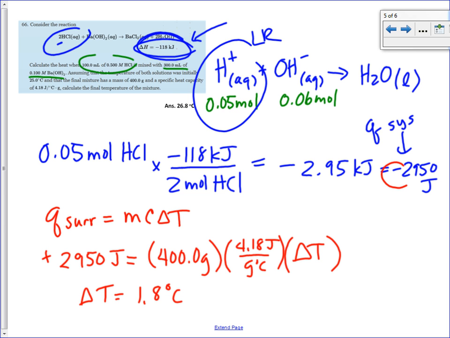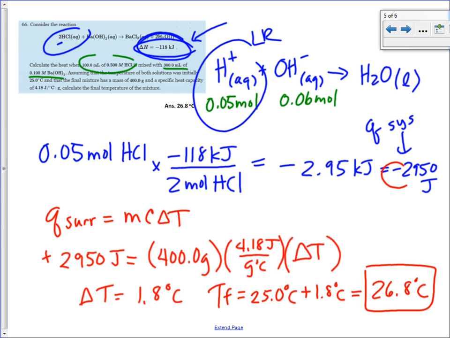And of course, that's an increase. The surroundings are going to warm up. This was an exothermic reaction. The system experienced an exothermic change, so the surroundings experience an endothermic change. So the temperature of the surroundings goes up. If I know that my initial temperature was 25.0, then my final temperature is going to be 25.0 plus 1.8 Celsius. Okay, and that's going to give me 26.8 degrees Celsius for the final answer.